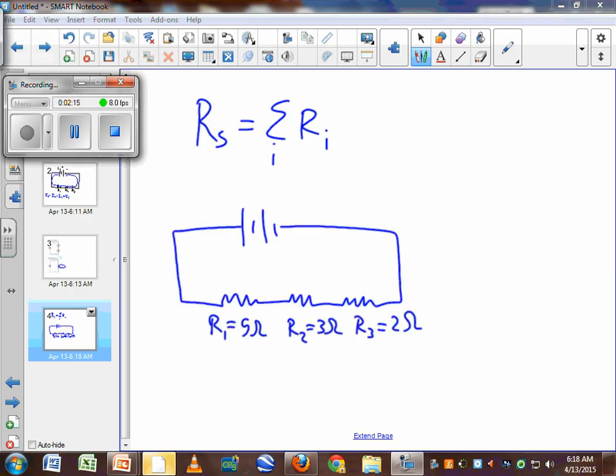And we'll do an example. So let's say we have this circuit here. We have 3 resistors. Our first resistor is 5 ohms, second resistor is 3 ohms, and our third resistor is 2 ohms. And what we would do to calculate this resistance for this series circuit is we would add R1 plus R2 plus R3 to come up with our total net resistance of 10 ohms. So these 3 resistors here will actually act like one 10 ohm resistor would.